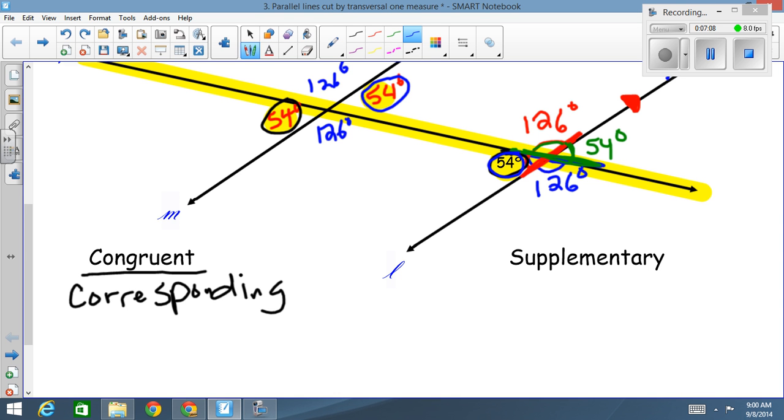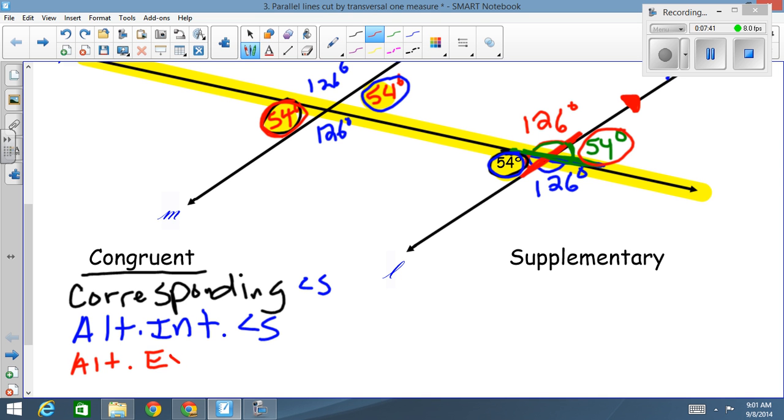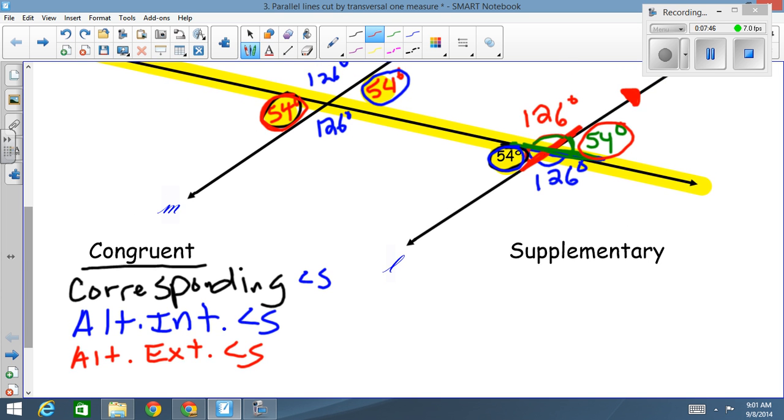In the same way, these two are also congruent. What kind of angles are those? Those are alternate interior angles. So we can also say that alternate interior angles are congruent as well. These are corresponding angles. All right. One other one, if you look at this 54 out here and this 54 here, those are alternate exterior angles. And those are also congruent. So we're getting a lot of special angle pairs that are congruent here.